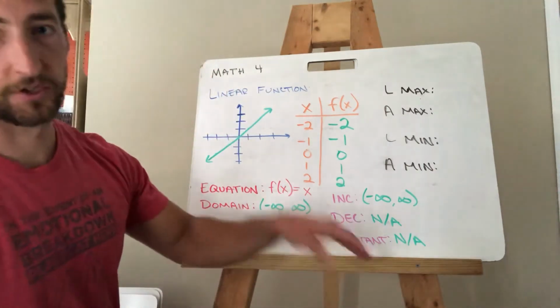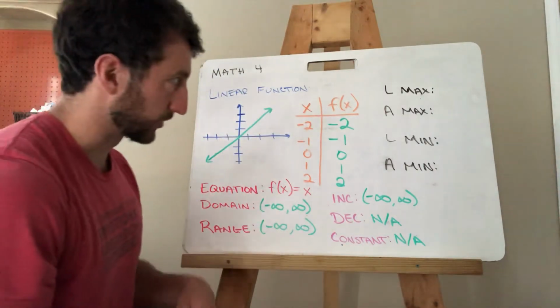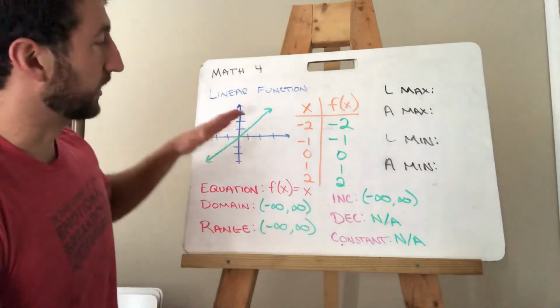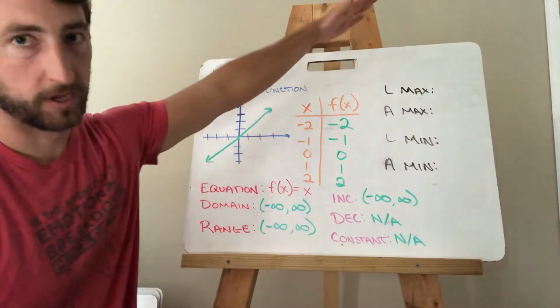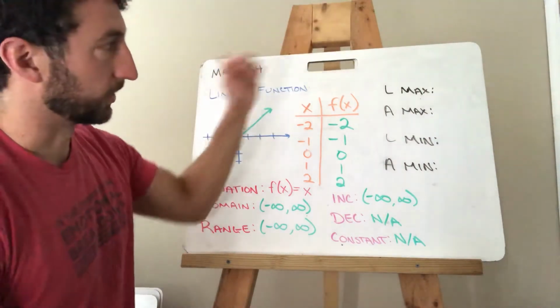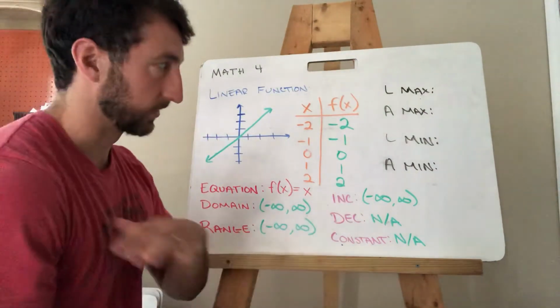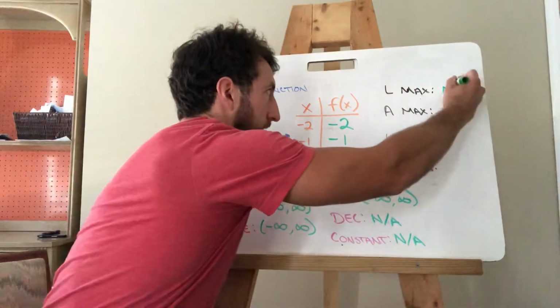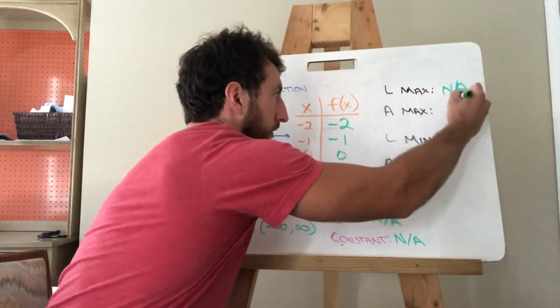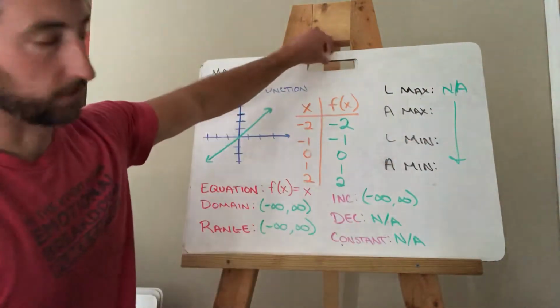Constant here just means that it's flat, just like that first equation. And then maximum, if you think about it, it keeps on going up forever, so there's no maximum, and it keeps on going down forever, so there's no minimum. Those are both infinity. So this does not apply for our linear function either.